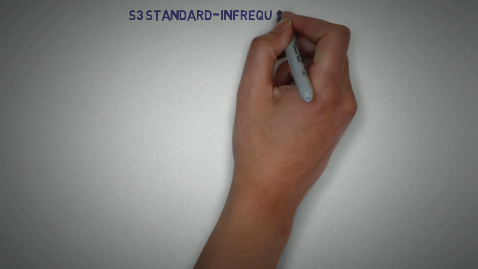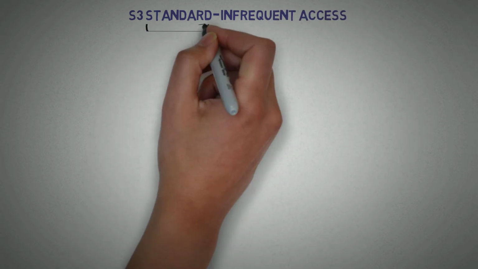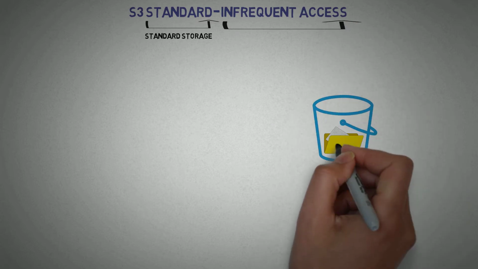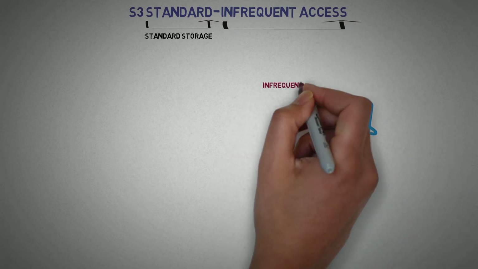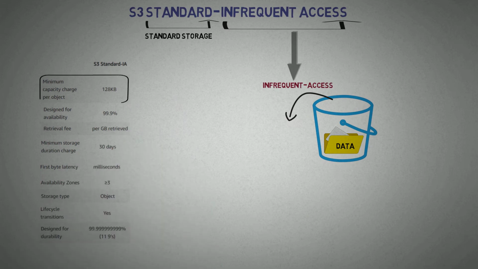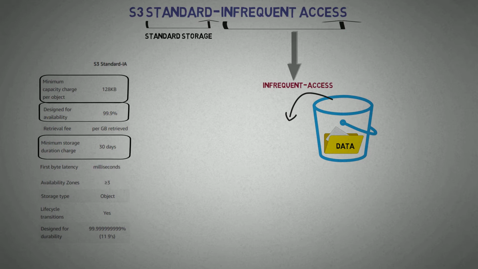S3 Standard Infrequent Access. As the name suggests, it is just like the standard storage class, but for when you have infrequent access to uploaded data, as it does have minimum capacity charges of 128 KB, availability of 99.9%, minimum storage duration of 30 days, along with the retrieval fees.